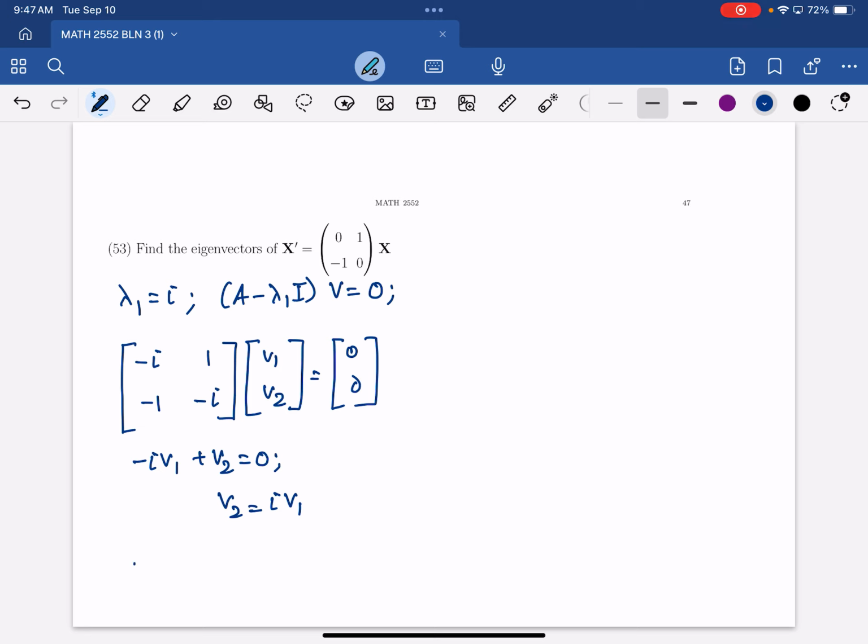So your v is going to be (v1, v2). So v1 is just v1, and v2 is going to be i v1, and my eigenvector is going to be (1, i) when v1 equals 1. Do you agree with me on that? Some scalar multiple of that. Clear? Are you all good? Can you all hear me clearly?